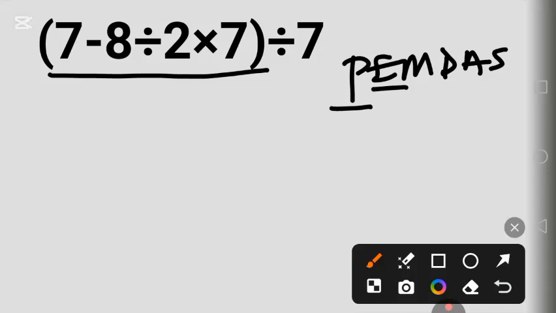Exponent, we don't have exponent there. Multiplication: because both division and multiplication have the same order of priority, we have to begin from the left, which is division. 8 divided by 2 is 4.